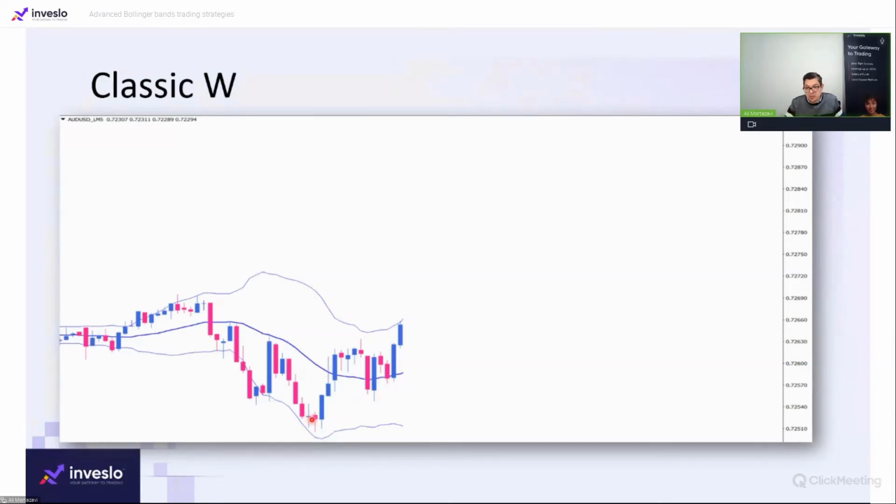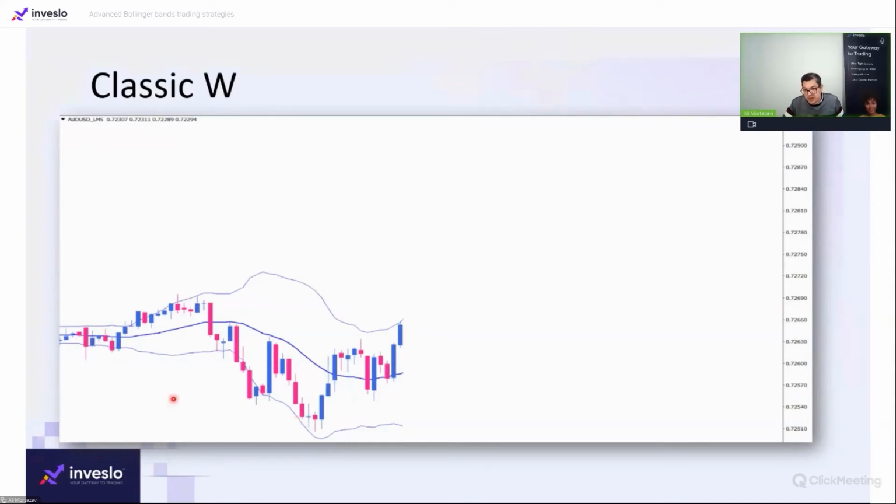Okay, so W bottoms can be identified by Bollinger Bands if the second bottom holds above the lower band, while it can be lower or higher than the first bottom. Okay, so we don't care about the first bottom. We just look at the relation between the price and the lower band. So once more, W bottoms are identified by Bollinger Bands if the second bottom holds above the lower band, while it can be lower or higher than the first bottom.